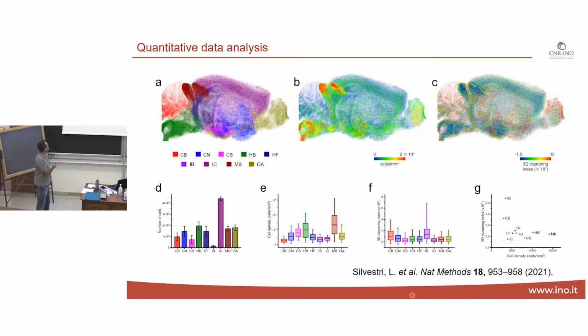For example, you can count how many cells there are in different parts of the brain, because we do the alignment with the reference atlas. There is a reference atlas of the mouse brain, so we can count how many cells there are in different areas of the brain. We can do, for example, cell density, how many cells per unit of volume. We can plot the clustering, 3-dimensional clustering index, the tendency of cells to aggregate together in clusters. So we can do digital histology in a sense.